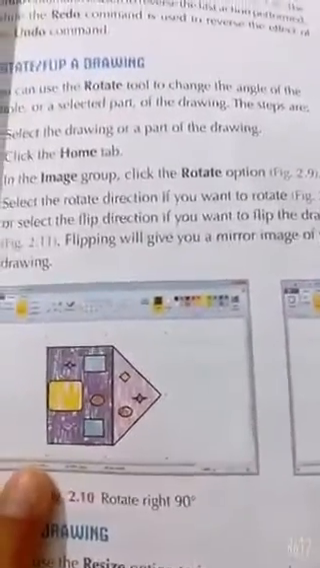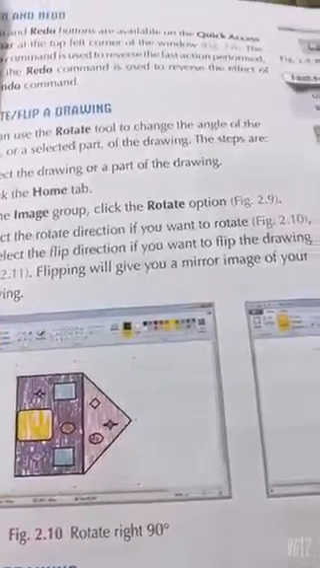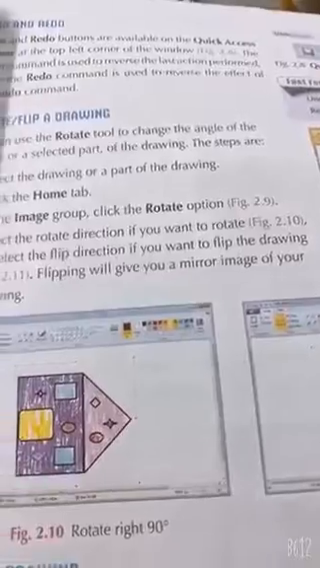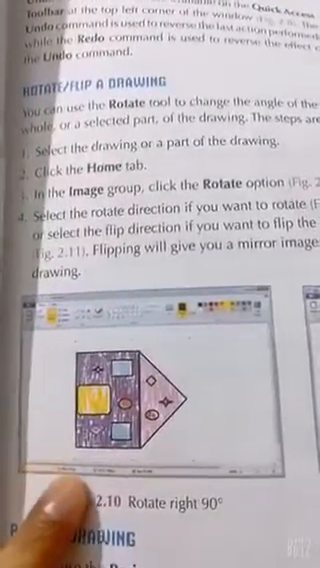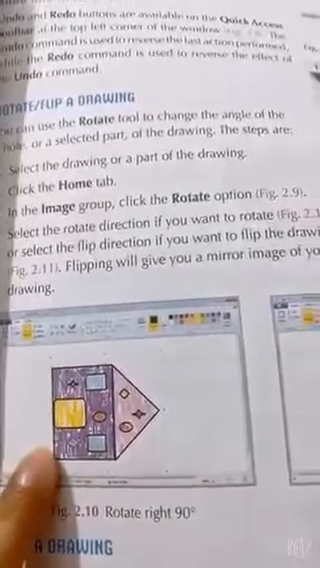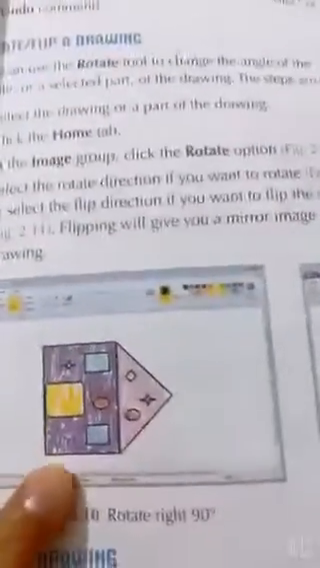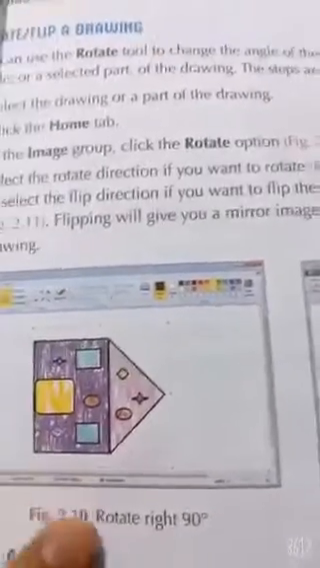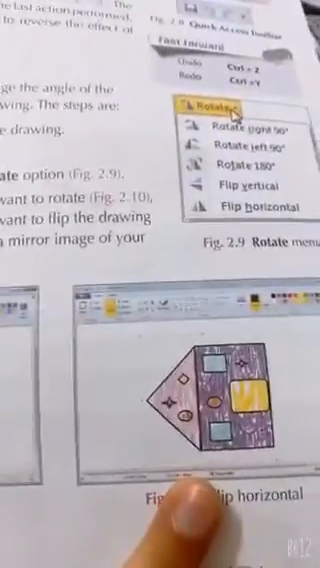Now rotate and flip. This tool is used to change the angle of the whole or selected part of the drawing. Like in this picture, you can see it was like this. By following the steps, its angle is changed in this direction or in this direction.